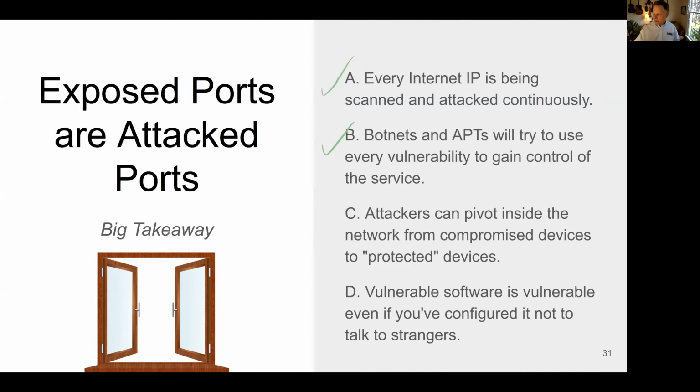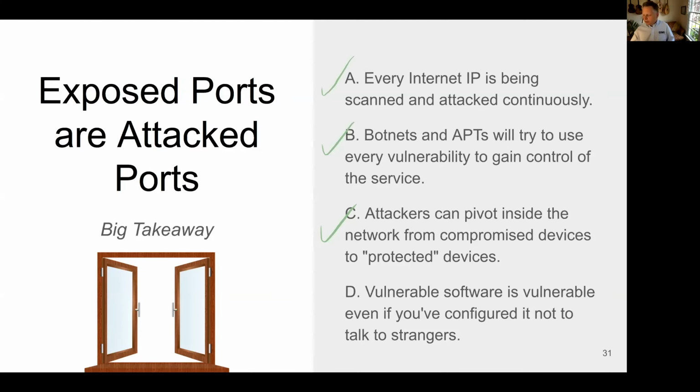So attackers can pivot inside the network from compromised devices to protected devices. You can go from one of these devices, like a web server that's supposed to be on the internet, and if you can find a vulnerability, you can go from there and launch attacks against other networks. And that's a really classic scenario that's actually used.